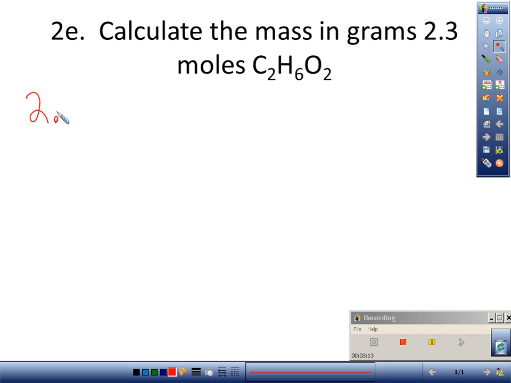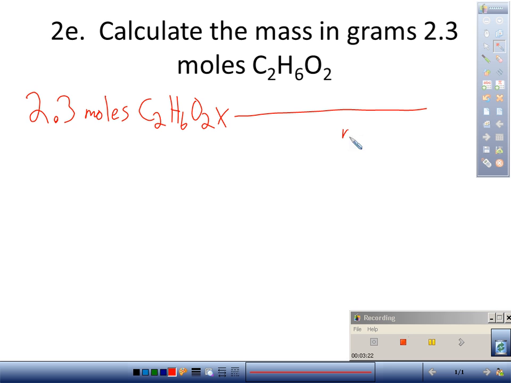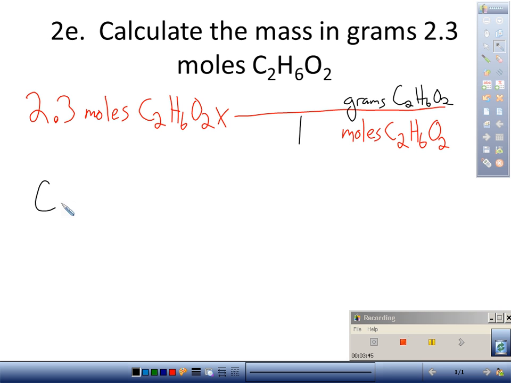So I write my given first. I don't want that stuff, so I put it down here. Just the units, not the numbers. I'm trying to find grams. So I need to find how many grams are in 1 mole of this stuff. It's always 1 mole for grams to moles. So I take my formula.